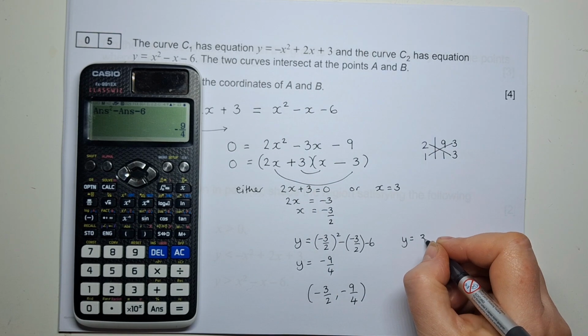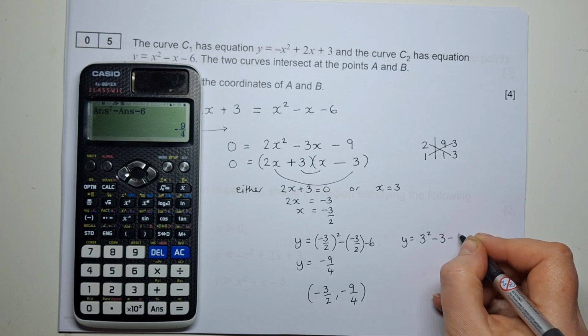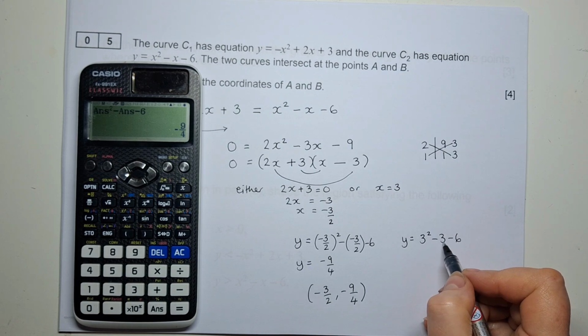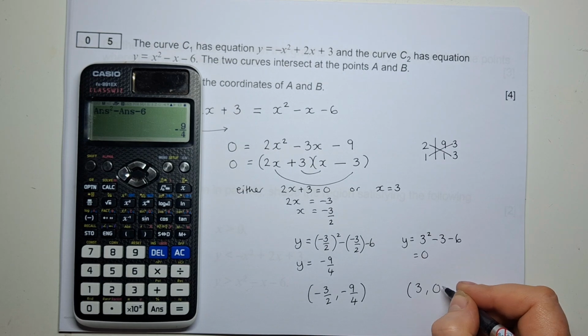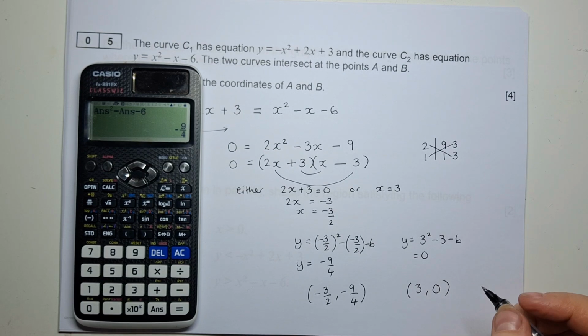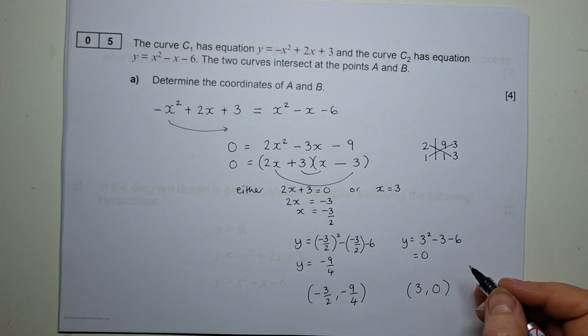Okay, with this one, we've got 3 squared minus 3 minus 6, which is 9 minus 3 minus 6, which is 0. So you've got 3, 0. We don't know which is A and which is B, but those are your two coordinates.